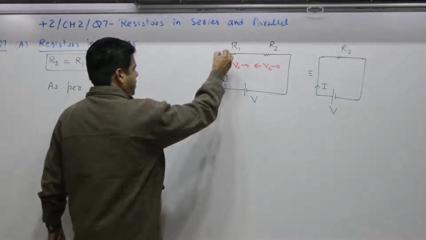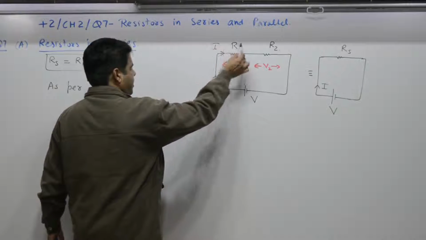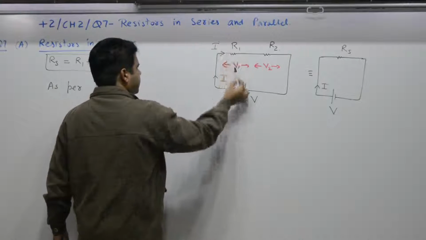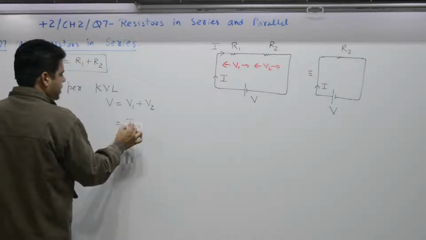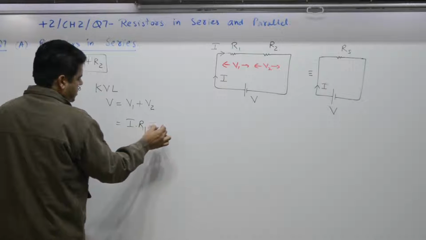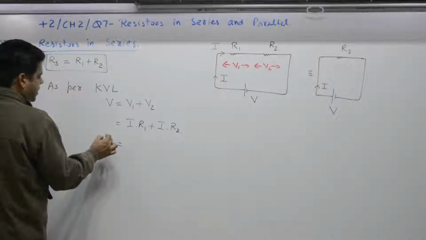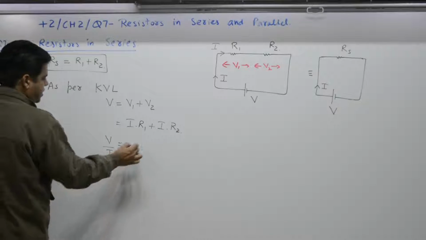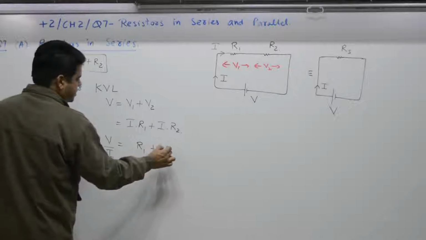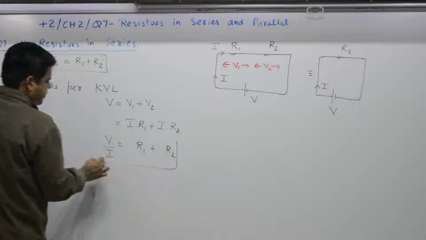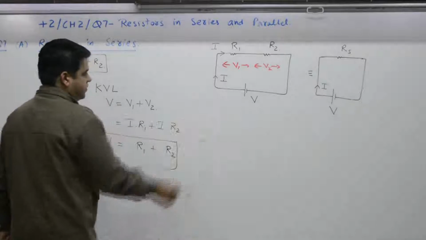V1 is equal to what? Current flowing here is I. Apply Ohm's law for this part. V is equal to I into R1 plus I into R2. What you get is V by I is equal to R1 plus R2. This is from circuit 1.